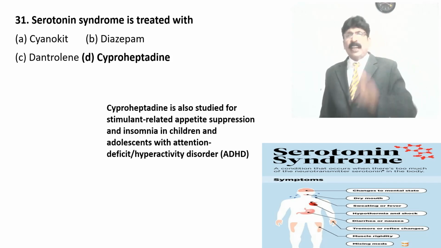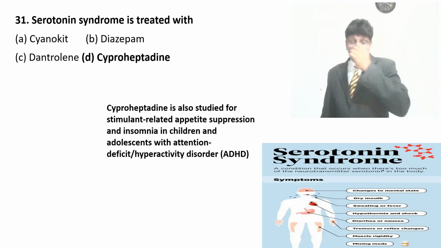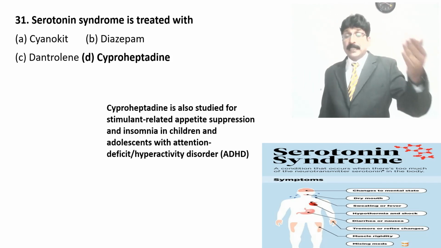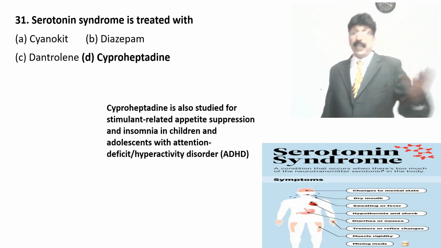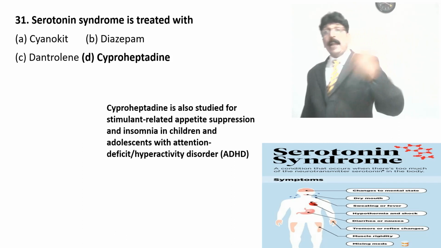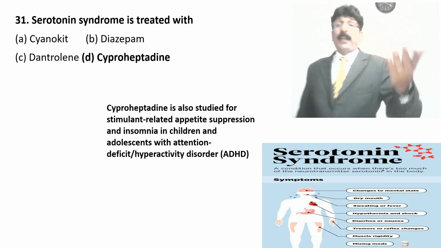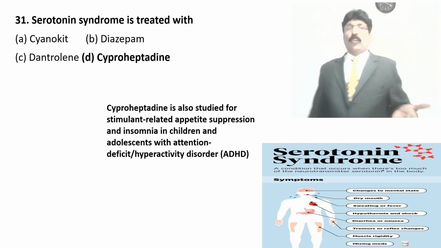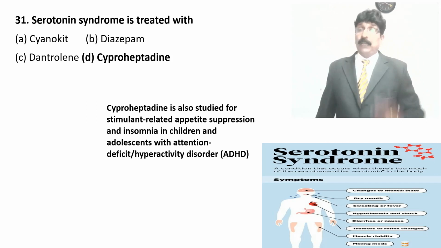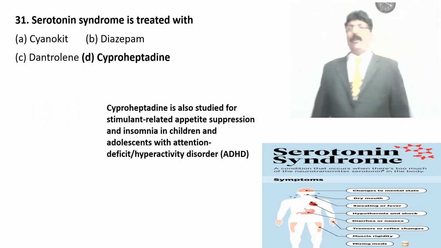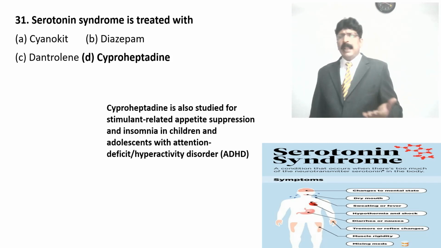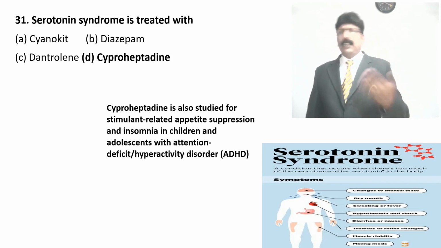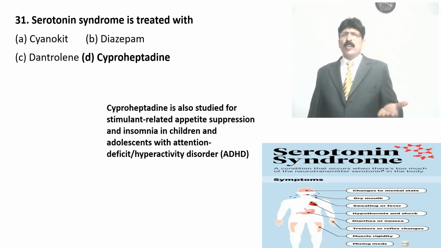The choice of drug is not cyanokit. Cyanokit is also a derivative, like edetate. Just now we saw cyanoedetate, which is used for cyanide poisoning. Cyanokit contains hydroxocobalamin, which is also used for cyanide poisoning. And diazepam is used for sedation and anxiety, but it does not have much influence on controlling serotonin.